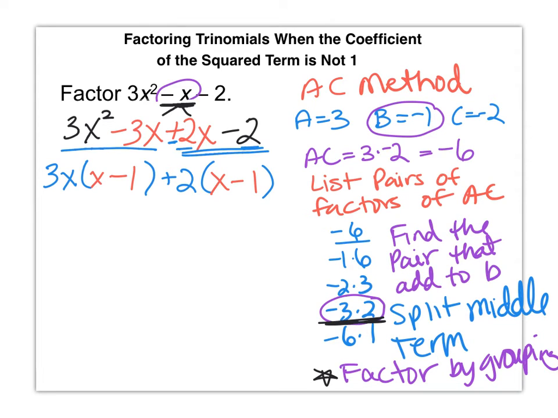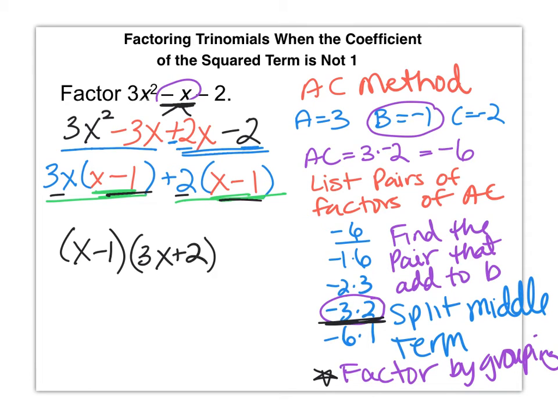Now we have two large groups here. We have the first group and the second group. Notice what they have in common. They both have this x minus 1 factor in common, and that is part of our factored form. One factor is x minus 1, and the other factor is what you'll find in front of those common factors, and you get 3x plus 2. So this is your trinomial written in factored form.